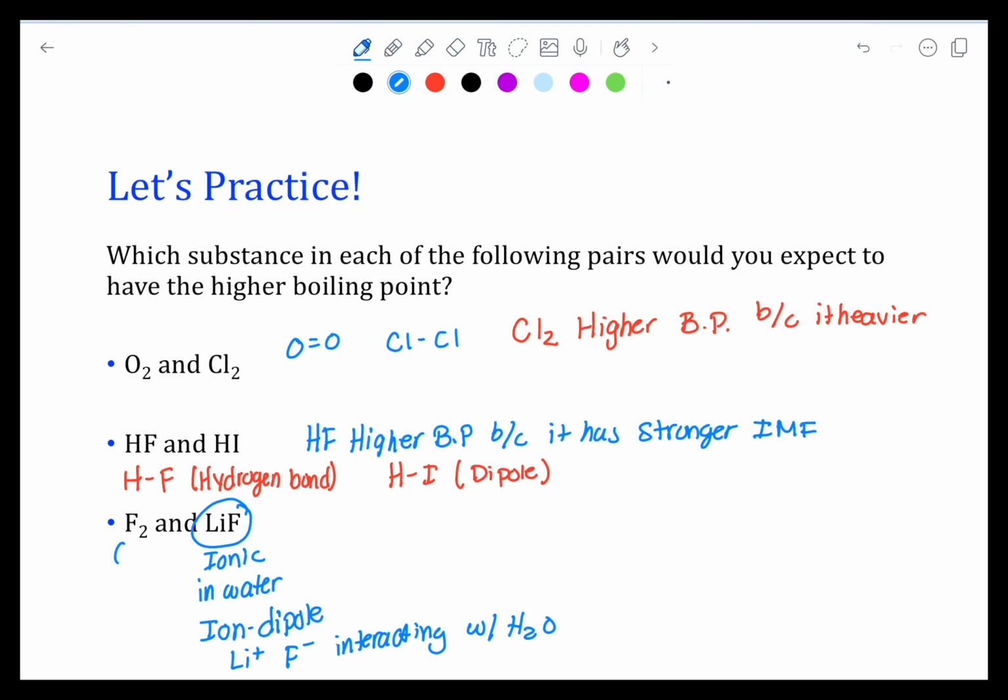F2, we've said previously, is just dispersion, okay, because it's symmetric. There's only two of them. Their delta EN is 0, so it only has dispersion. So we would say that LiF would have the higher boiling point because of the stronger intermolecular force. Okay, so you have to give it a little bit of thought. Think about what the actual situation is. If we're trying to boil something, it has to be in solution, and if it's ionic, then that solution has to be water. Okay, so just keep that in mind.